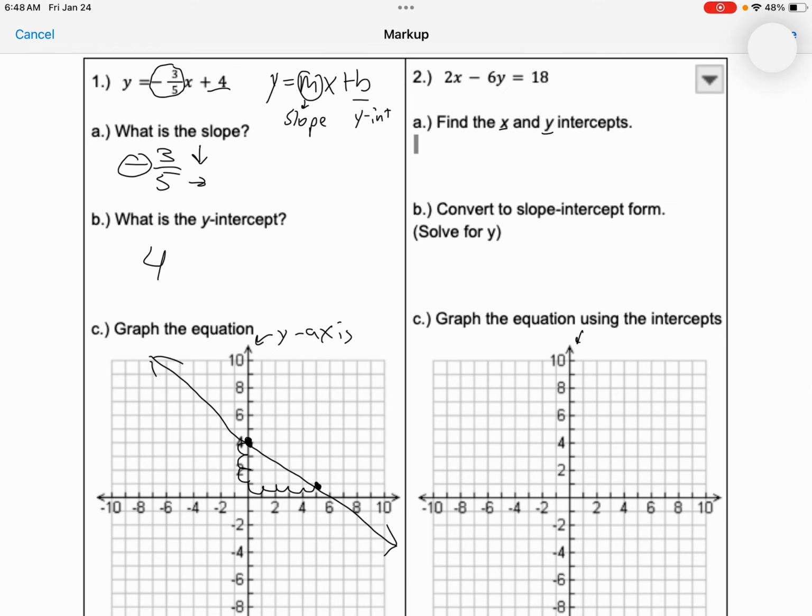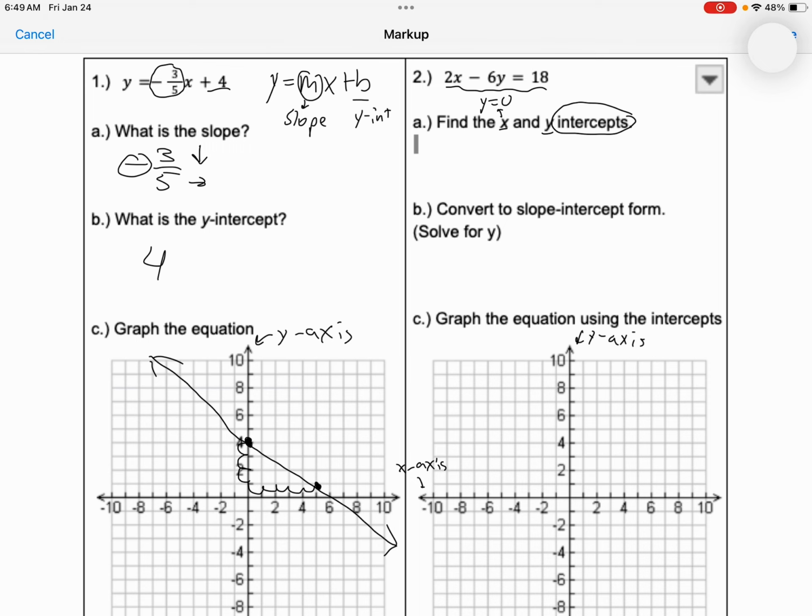So again, this is the y axis. The other one that goes left and right would be the x axis. So that would be this one down here, the x axis. To find the x and y intercepts, we're looking for where they cross those lines. In order to find the x-intercept, I'm going to say that y is equal to 0 in this equation. So we're going to solve this equation saying that y is equal to 0.